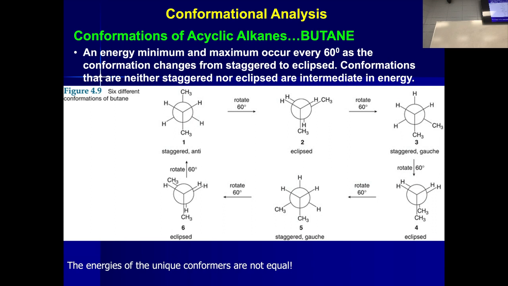Which bond are we looking down? Are we looking down this bond, or this bond in that Newman projection? Let's call it bond 1, bond 2, or bond 3. Are we looking down bond 1, bond 2, or bond 3? If I'm looking down bond 1, that would be your Newman projection. Looking down this. Is that what you see? What do you see?